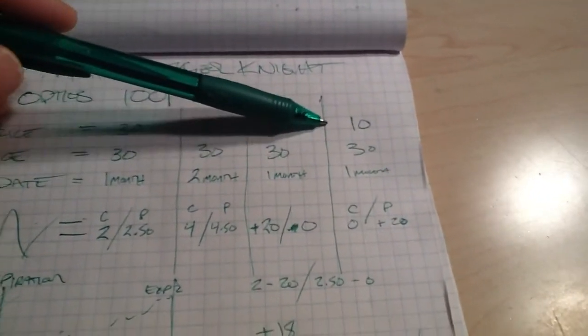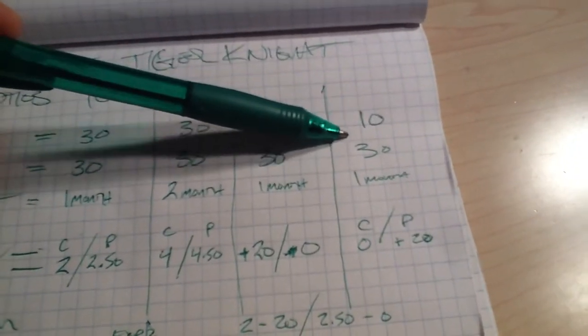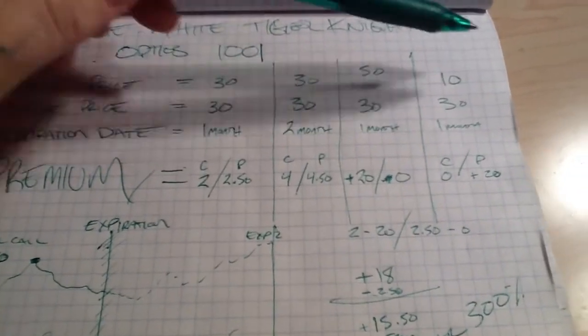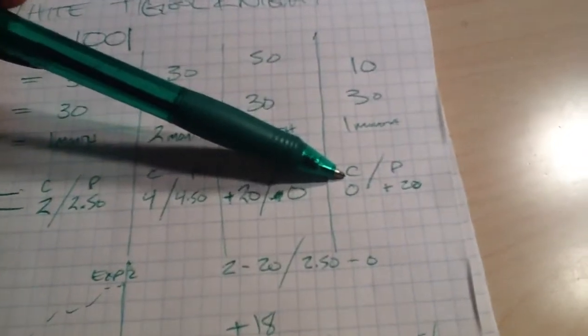Alright, let's switch it up a second. Let's just say the stock price falls to 10. Okay, something bad happens, and let's just say it falls to 10. Your strike price is still 30. Okay, you bought back here. Your 1 month's coming up, and the calls and puts.